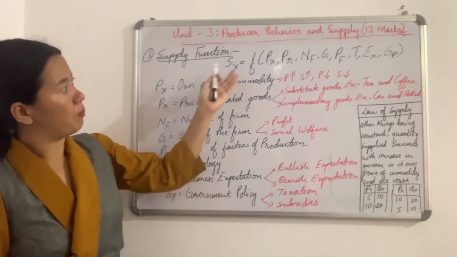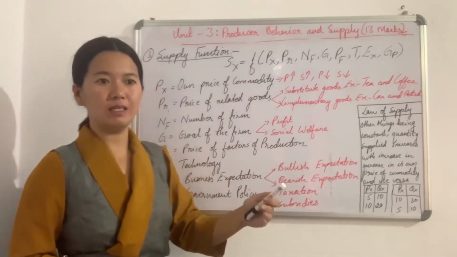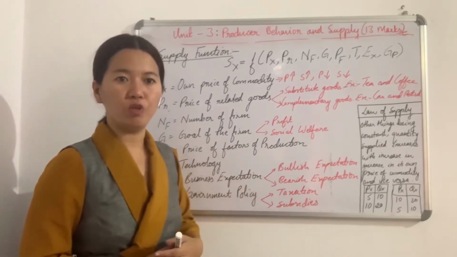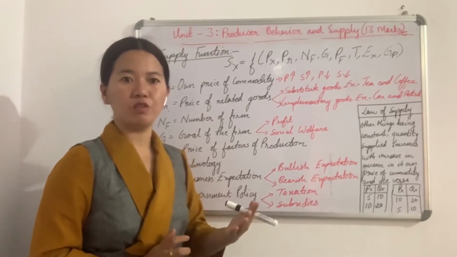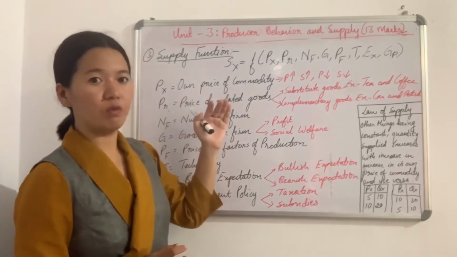So first, P of X, that is the own price of commodity. We have learned earlier that when the price of own commodity increases, the supply of a commodity will also increase. There is a direct relationship between price of the commodity and quantity supply of that commodity. So this first one we have already learned.